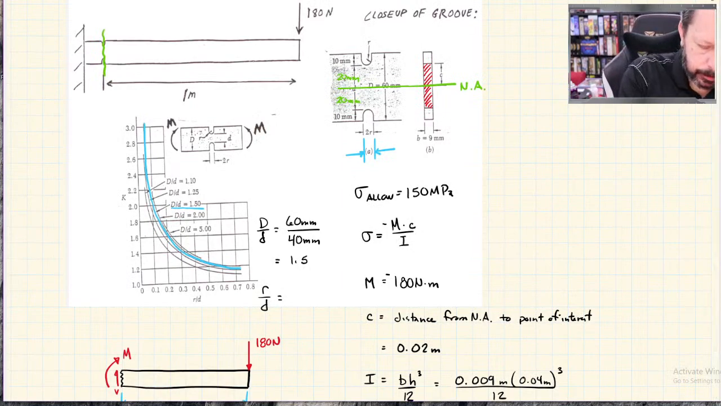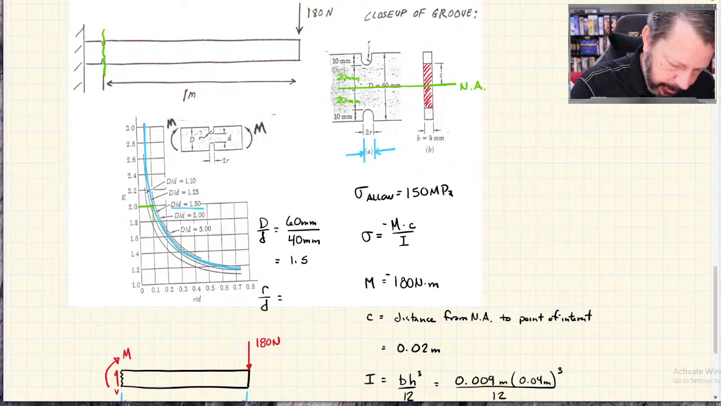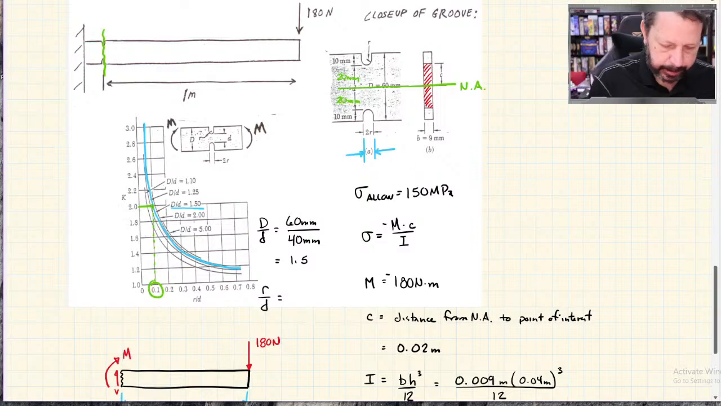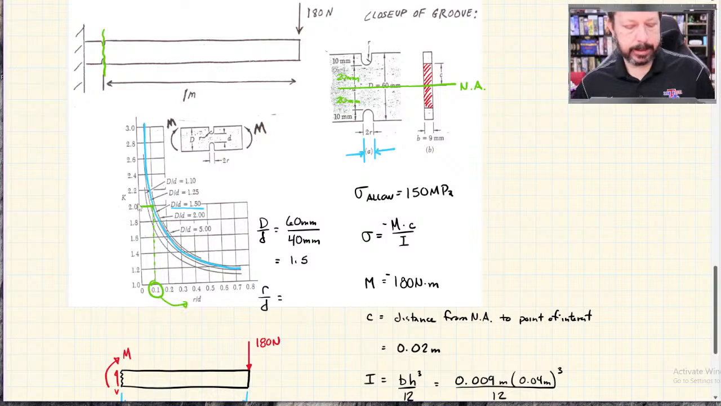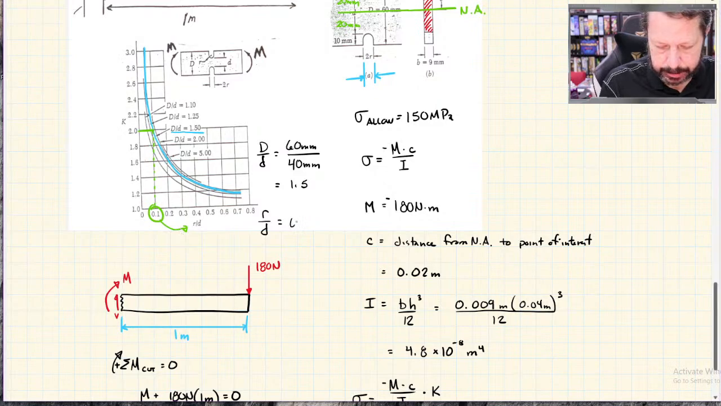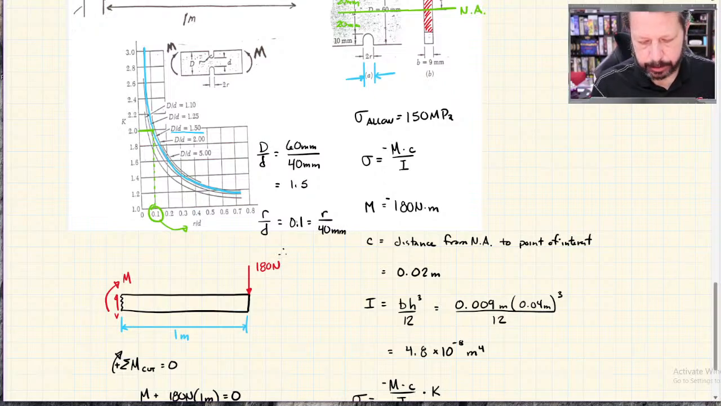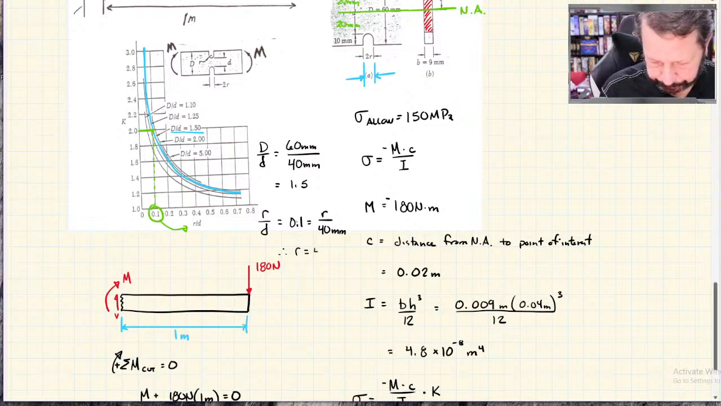So if K equals 2, that intersects my blue D over d line right here, and I get r over d is equal to 0.1. So the ratio of r over d equals 0.1, where lowercase d was 40 millimeters. And therefore, r must equal 0.1 times 40, 4 millimeters.